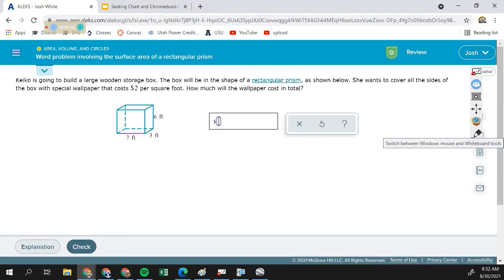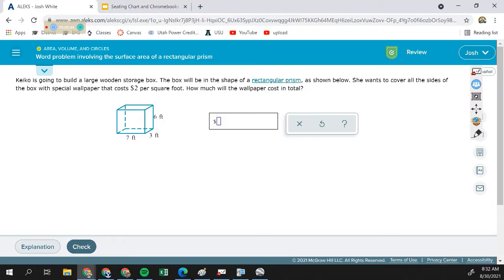Okay. Kiko is going to build a large wooden storage box. The box will be in the shape of a rectangular prism. She wants to cover all of the sides of the box with special wallpaper that costs $2 per square foot. How much will the wallpaper cost in total?